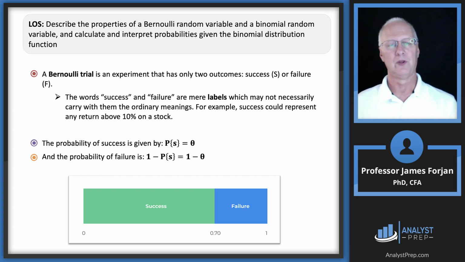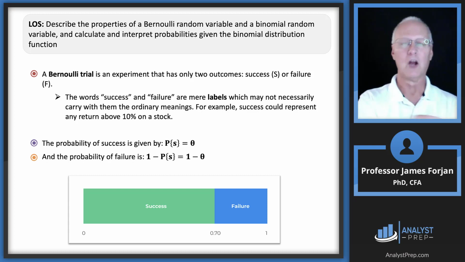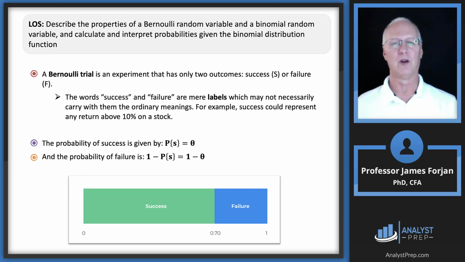Bernoulli was also the person who discovered the number 2.7 something, that little e to the x button on your calculator. We're going to look at that in one of our slides coming up. So remember Bernoulli for now, but also remember his name for a little bit later. All right, so probability of success, there's the theta, probability of failure, 1 minus theta. That makes perfect sense.